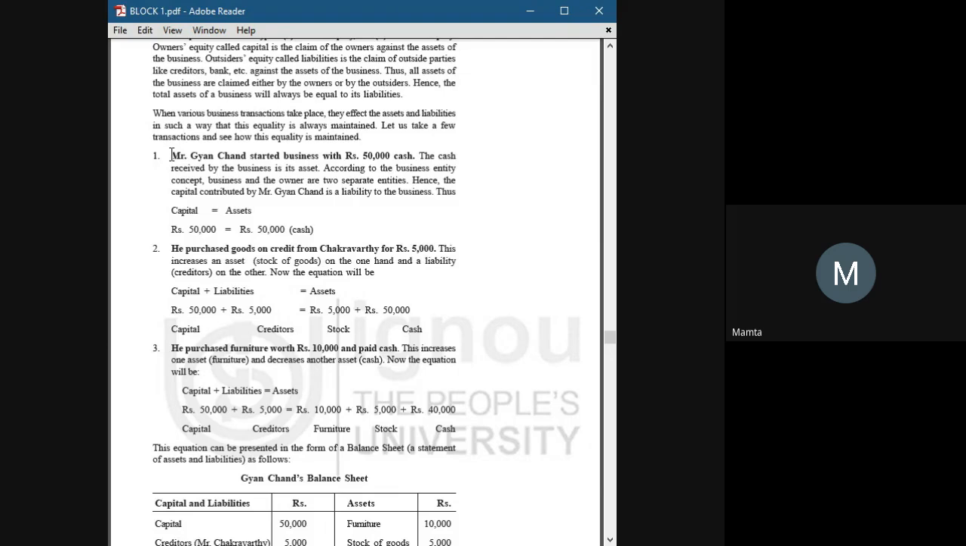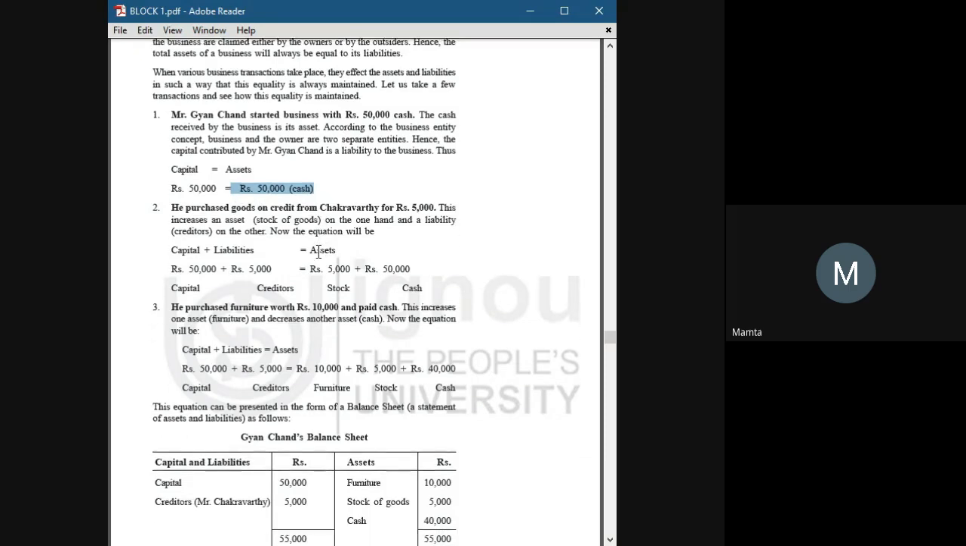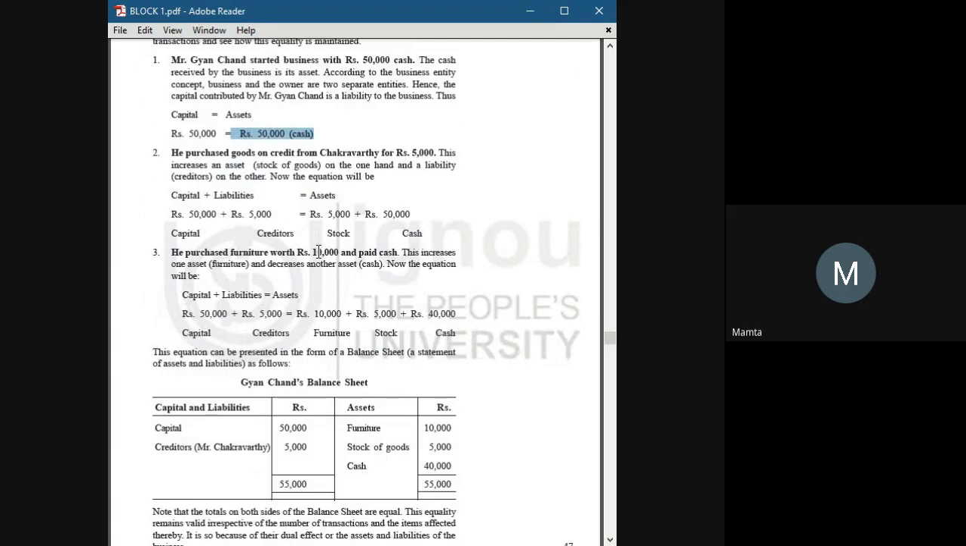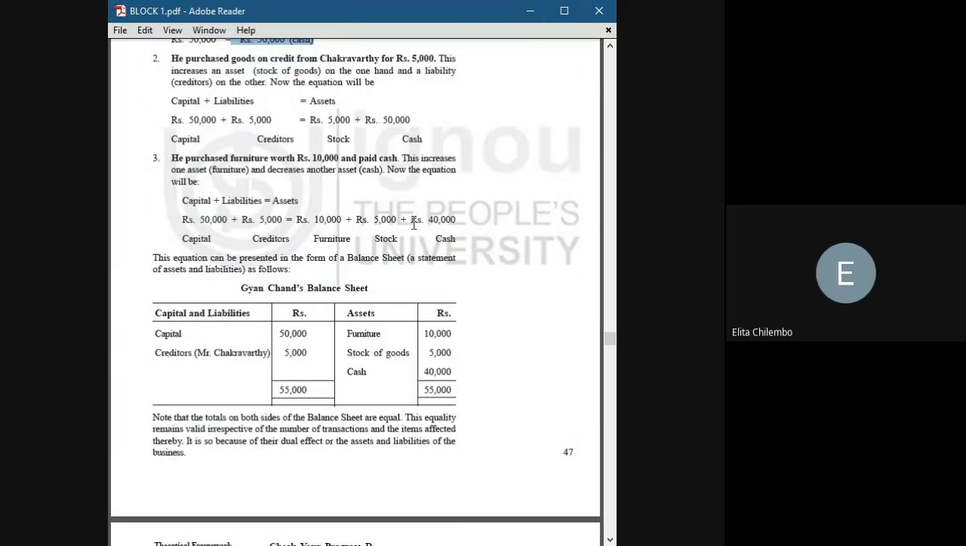Now, reading this illustration, Mr. Gyanchand started a business with rupees 50,000 cash. He purchased a set out of this 50,000. Now we have capital, which is a liability, and we have assets. Capital is equal to assets. Capital is 50,000 and assets are 50,000. So his investment is 50,000, and whatever he has purchased with this 50,000, such as machinery, is assets. Is this clear? Yes, it's clear. Okay.